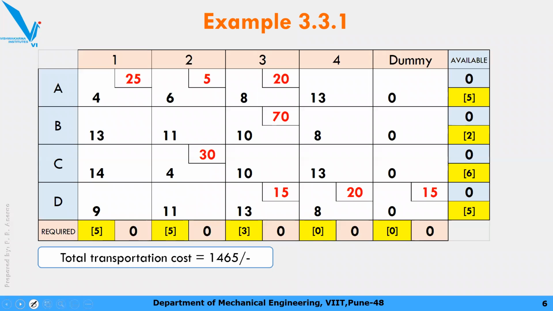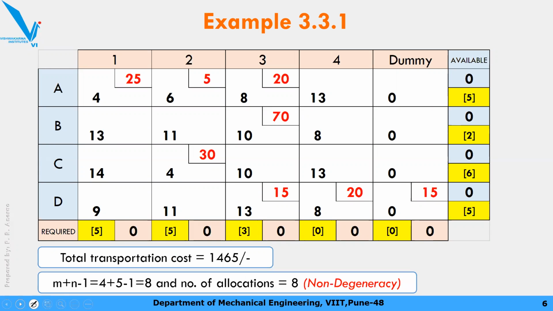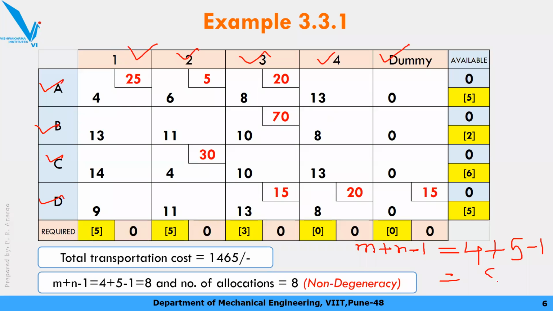Next part. So the transportation cost is calculated as 1465. Now, before going for optimization, please check whether the problem is degenerate or not. How to check that? Calculate the m plus n minus 1 value. M is the number of rows, so 1, 2, 3, 4. So m is 4, plus n, the number of columns: 1, 2, 3, 4 and 5. Please include the dummy column also. So there are 5 columns. Minus 1, it will be 8.